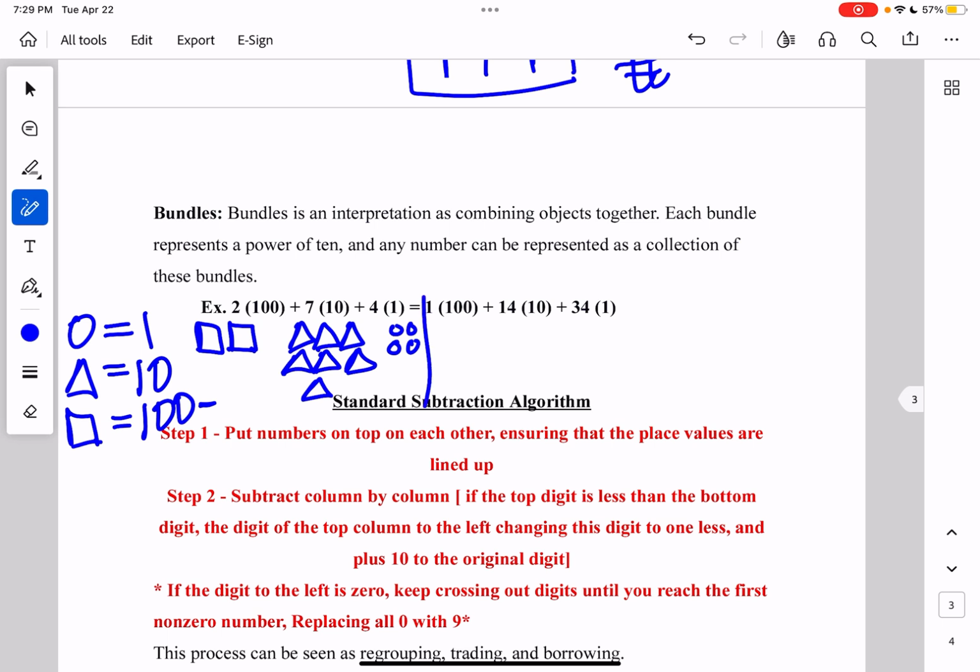And on the other side, we have 100, so 1 square. We have 14 triangles. That's a lot of triangles. And then 34 ones.